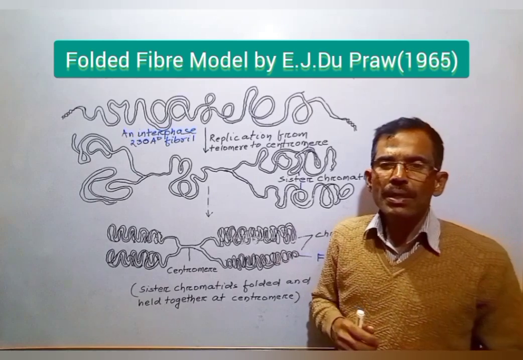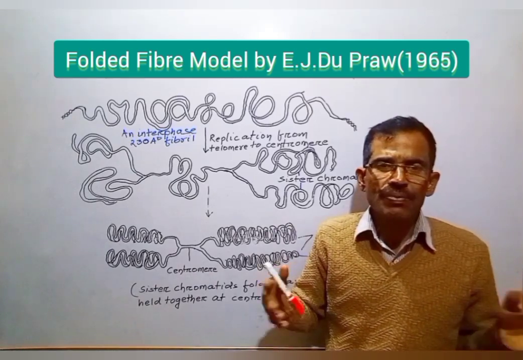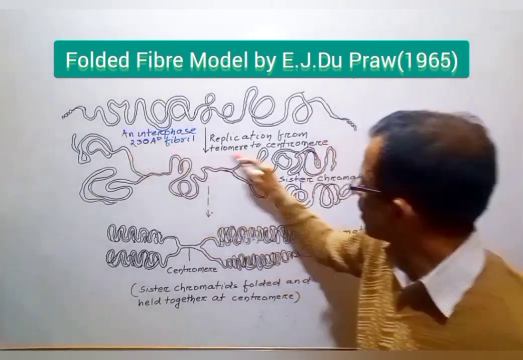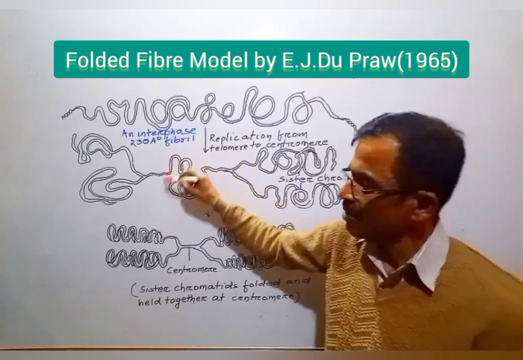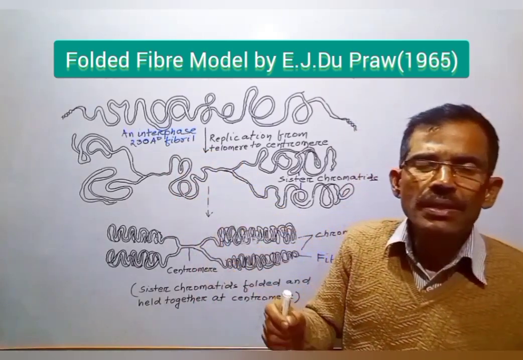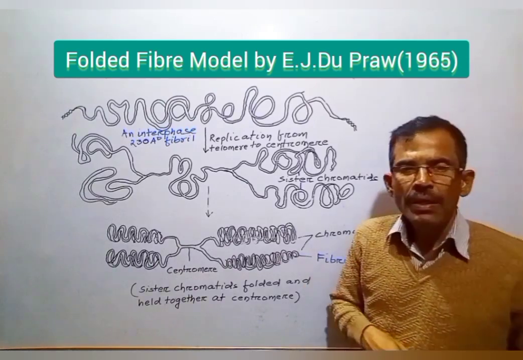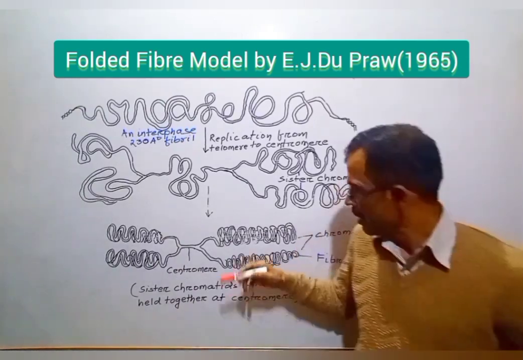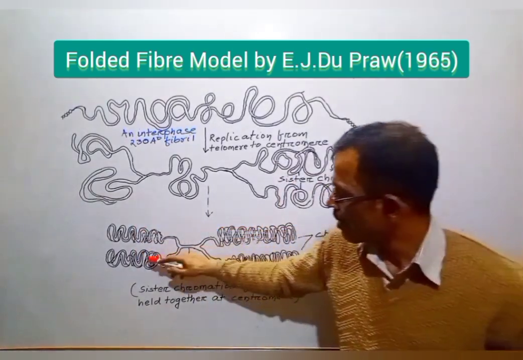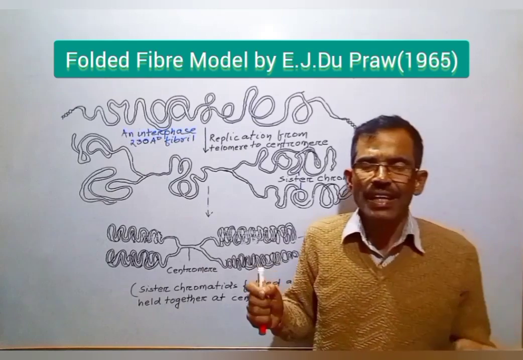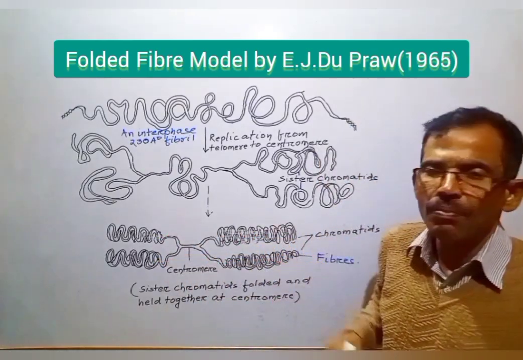As 0.3% of DNA remains unreplicated during S phase, the two sister chromatin fibers remain attached at the centromeric region until their replication during the zygotene substage of meiosis I. According to this model, it is because of folding that the two sister chromatin fibers become short and thick. As a result, two sister chromatids are formed.